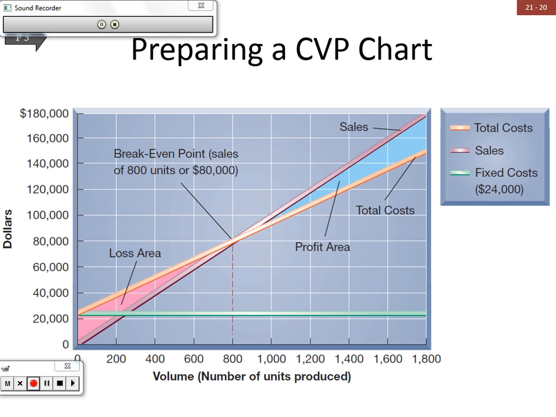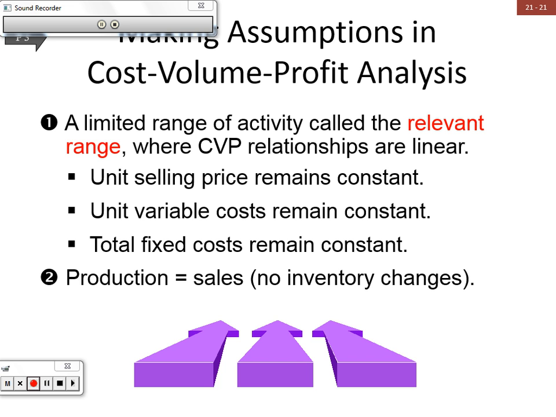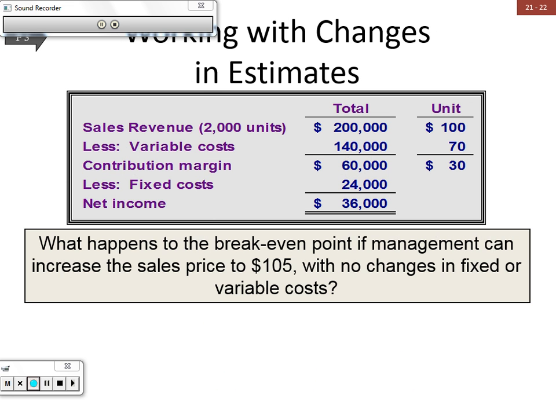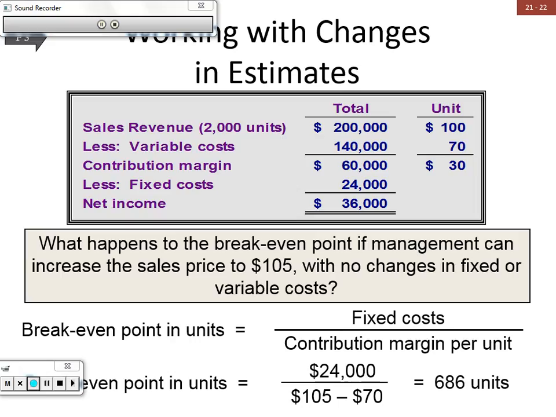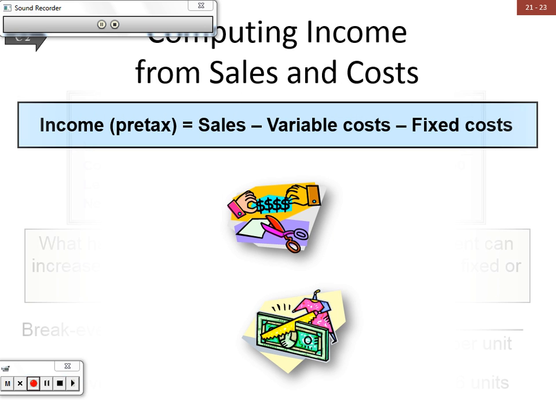So this part you don't need for preparing a CVP chart. Now, sometimes you may have to work with not the actual amounts. In any event that you don't have the actual amounts, the process does not change. The concept is still the same as far as the way in which you get those units. Computing income from sales and costs.